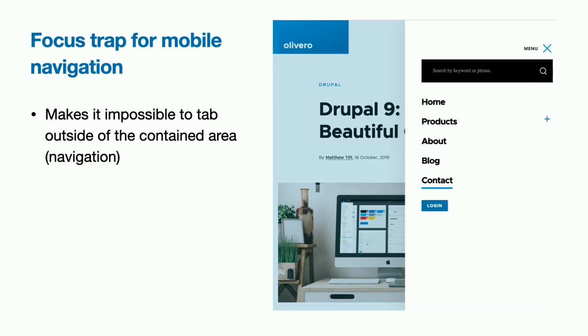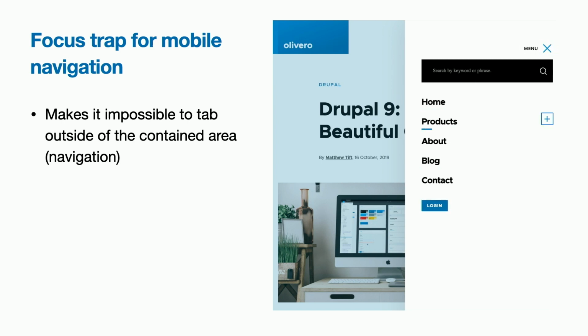So on mobile menus, there's an option within Olivero's settings. If you go into the theme settings, there's a little checkbox that says enable mobile menu at all widths. So this is really cool if you have, say, 10,000 menu items and they won't fit across the top.